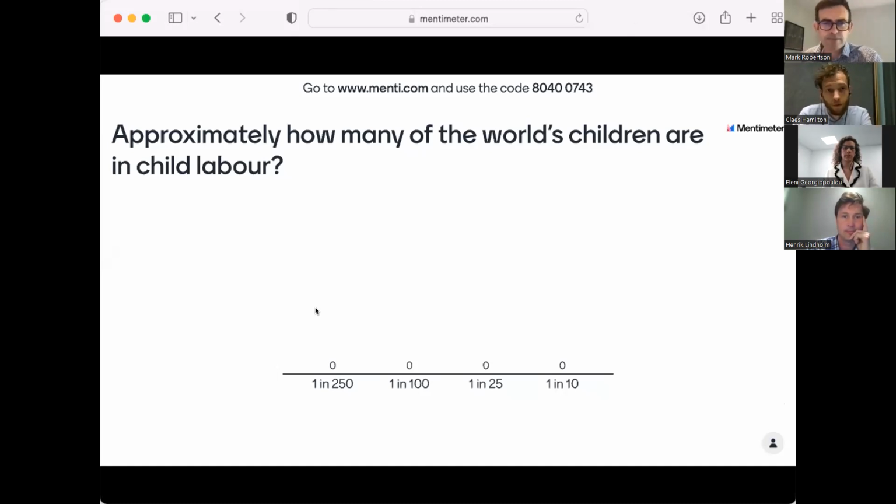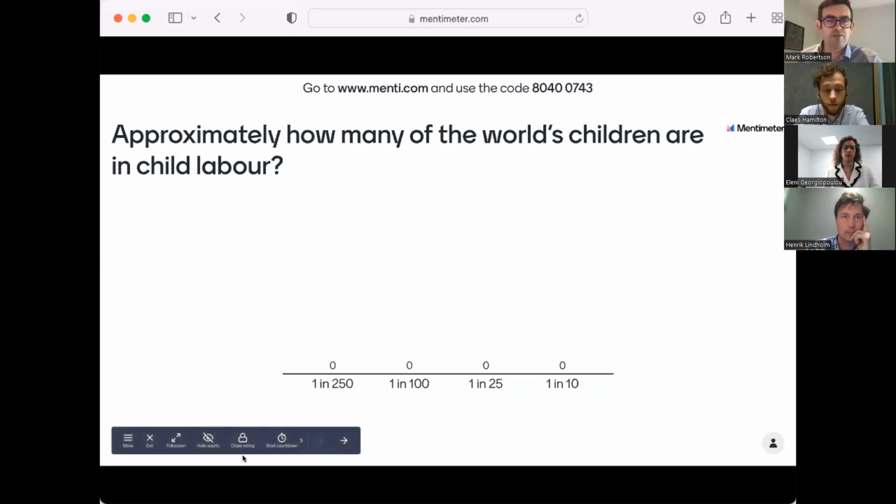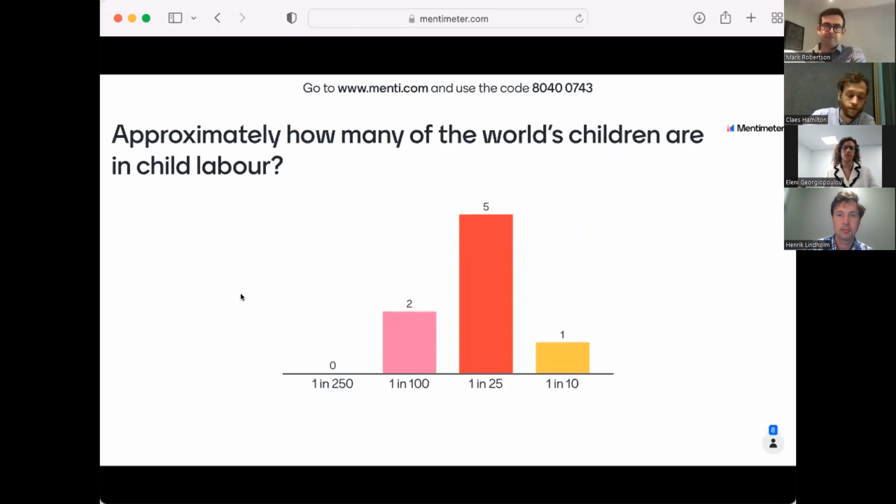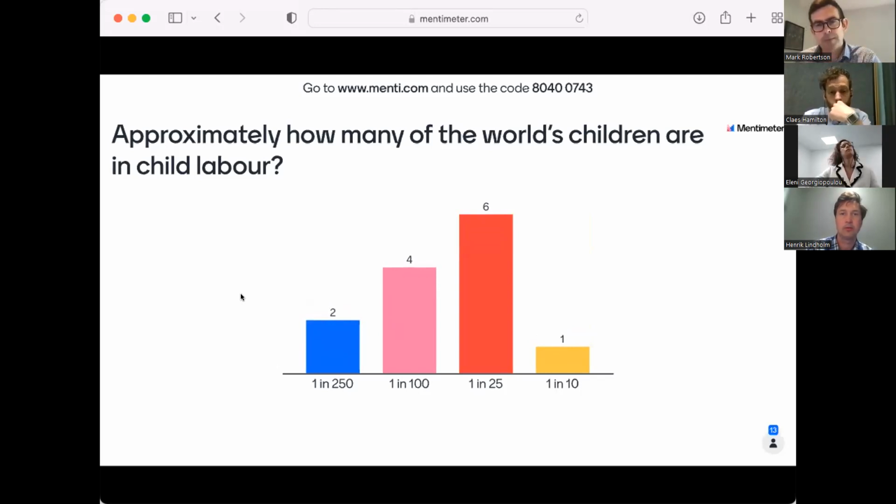If you enter that code, then you should be able to answer our first question, which is approximately how many of the world's children are in child labour? Is it 1 in 250, 1 in 100, 1 in 25, or 1 in 10? I see some responses coming in, so I'll give it a few more moments. We shall reveal the answer. Actually, the answer is 1 in 10.